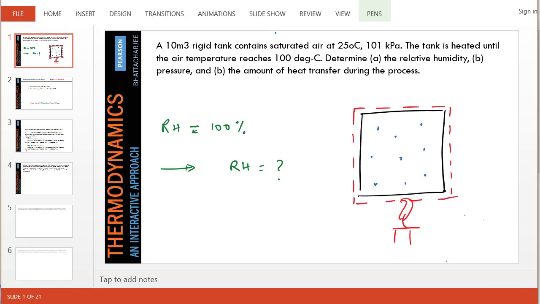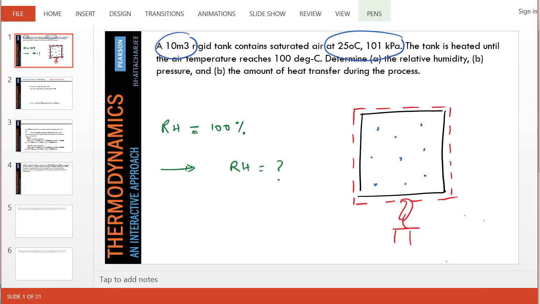Hello and welcome. In this problem, we have a rigid tank containing some moist air, and the condition of the moist air is given. The volume of the tank, the temperature and pressure. In addition, it's said that the air is saturated, that is, relative humidity is 100%.